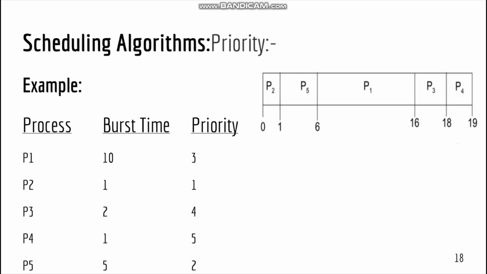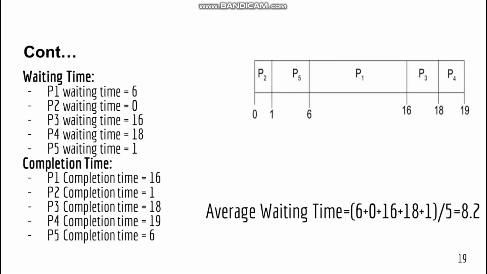After P2, P5 is the process which has the highest priority, which is 2, which is best among all the processes after P2. So P5 will be executed, and then P1 will be executed, and then P3 and then P4 will be executed. In this way, all the processes will be executed successfully according to their priorities from the highest to the least. After this, you can see the waiting time and the completion time of all these processes according to this algorithm, and their average waiting time is 8.2 seconds. This is much better than other algorithms in this example.